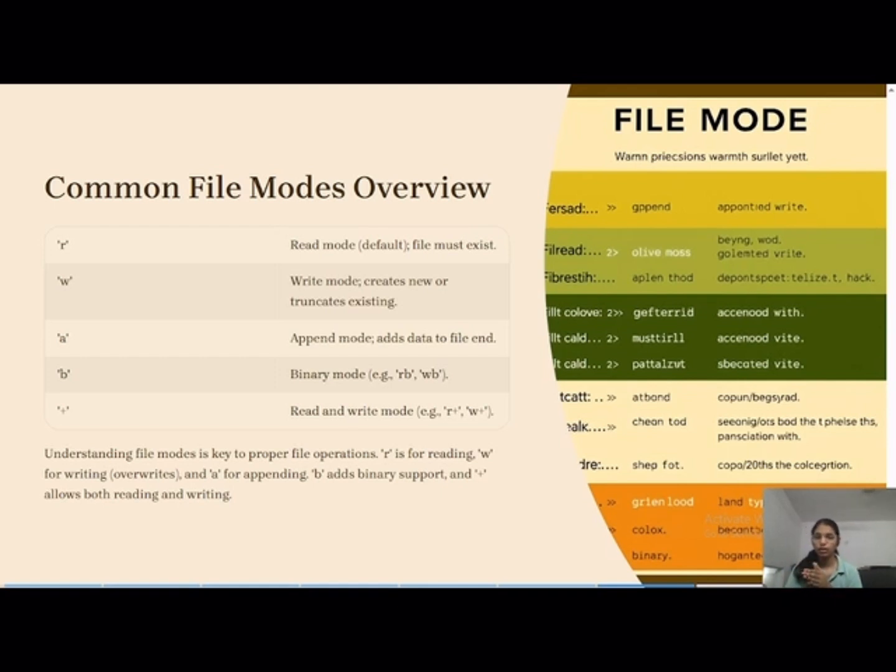So here B mode means you will be doing the functionality in binary mode, by using RB, which is reading in binary mode, and WB, which is writing in binary mode. And also the plus operator, which means you can read and write, I mean, you can use read mode and write mode by adding plus. So yeah, that's about the common file modes.